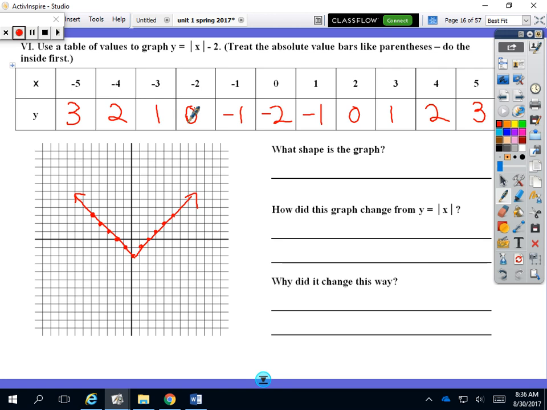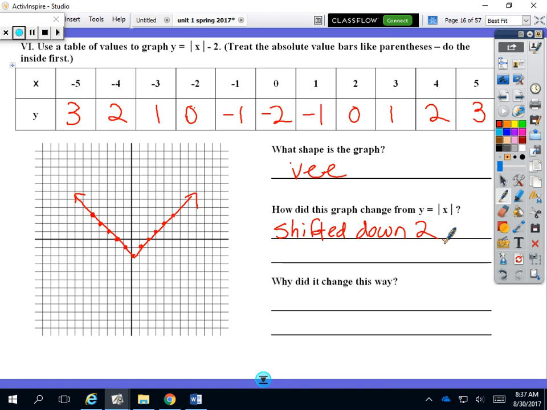What shape? Still our V. And how did it change? Well, what happened to my vertex? I'm just going to look at the vertex. It's the easiest one to find. It looks like it shifted down 2.